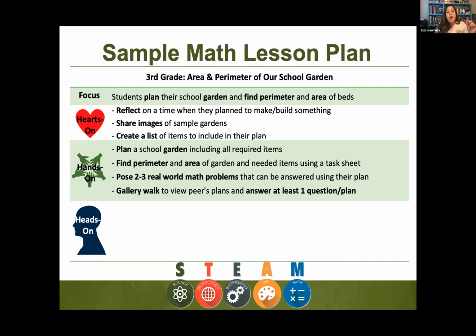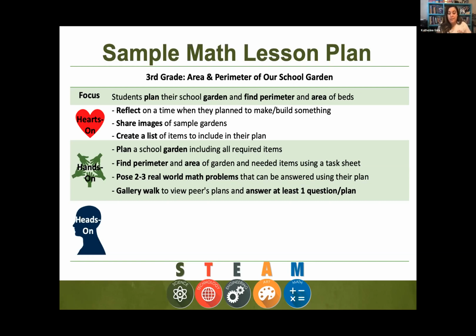Then we'll ask the students to pose 2 or 3 real world math problems. There's research that shows if we ask students to pose their own problems, it helps with problem solving. So they'll use their plan to create their own math word problems. Then the class will go on a gallery walk to view all the different garden plans and answer at least one of those questions that were planned by their peers.